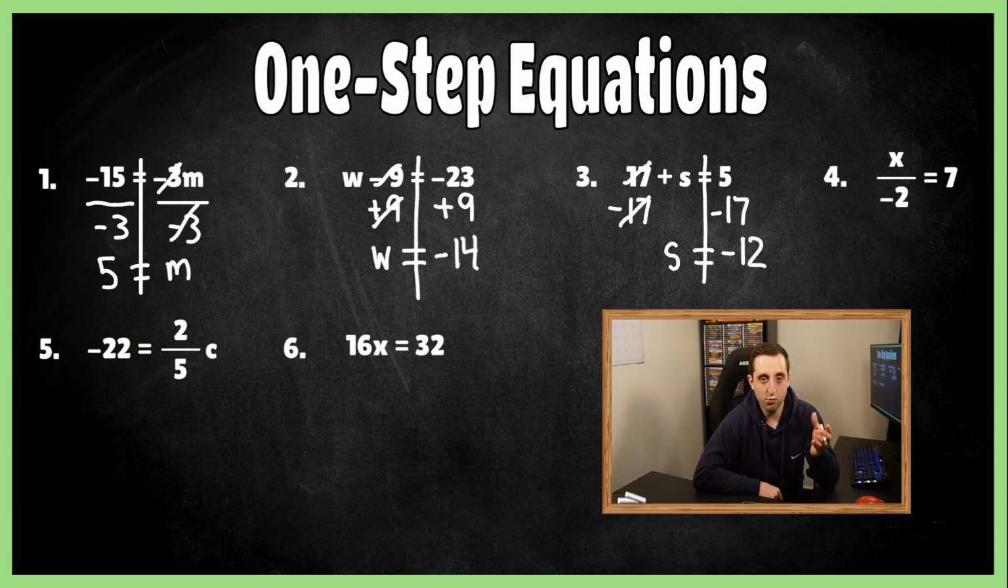-12 for number 3. And then finally, the very last one in this row before we jump down to the bottom two, we have x over -2 is equal to 7. And you're going to notice that the variable is a part of the fraction here. And remember that fractions are just division. So this is x divided by -2. Well, what's the inverse of dividing by -2? We're going to multiply both sides by -2.